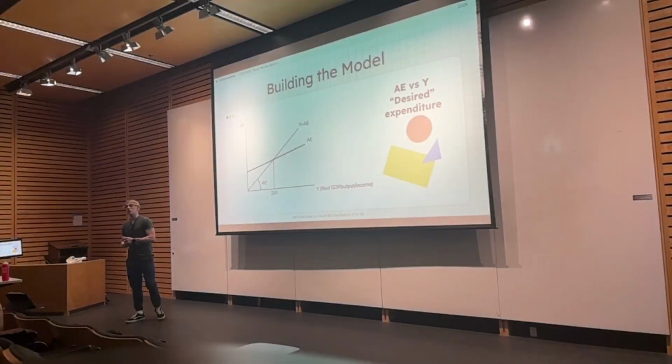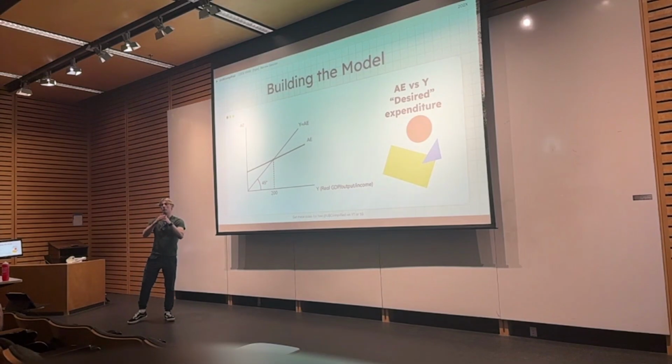So our aggregate expenditure is our desired expenditure. It's like, oh, I really want to buy this Lego set. And then our actual GDP is like, is that Lego set being made? And if we're on that line, those two things are equal to each other.